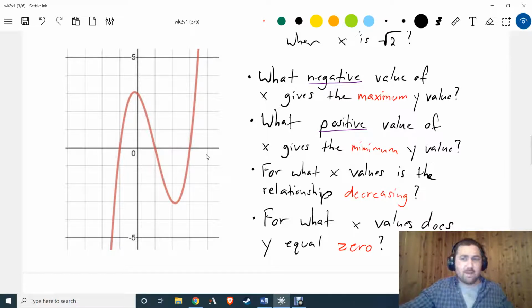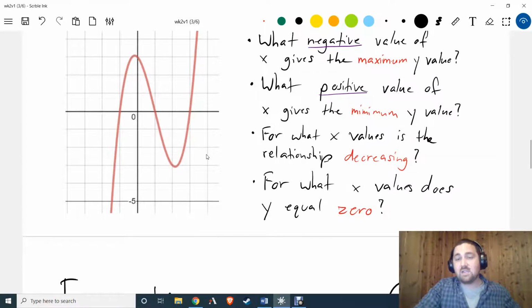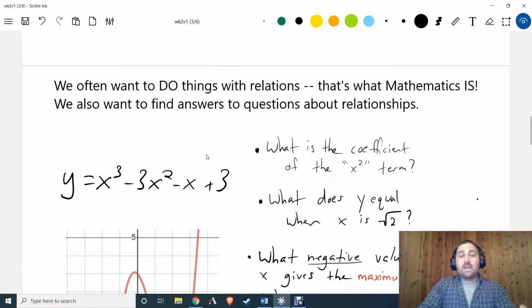We could also have things about finding minimum y values, right? We could have questions about when the relationship is decreasing. Really hard to answer with an equation, kind of straightforward to answer with a graph we're going to see. And we can also have questions about for what x values does y equal 0? And again, by having a graph, those become relatively straightforward questions to answer, much more so than with an equation. So we get to choose which relationship we want based on the questions we're trying to answer.